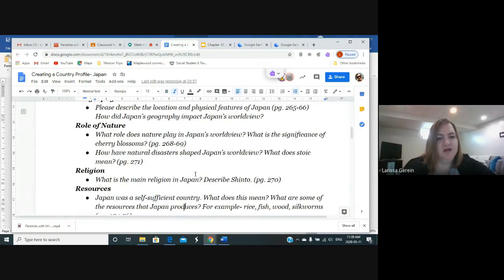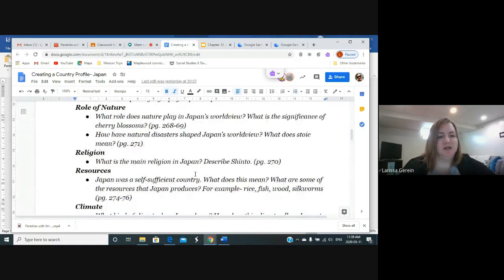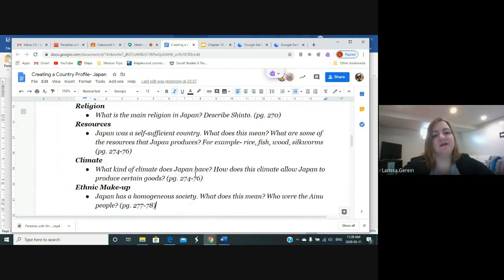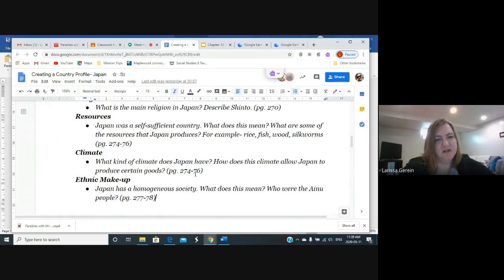Describe Shinto. And then on Wednesday, we're going to talk about resources and climate. Japan was a self-sufficient country. What does this mean? What are some of the resources that Japan produces? What kind of climate does Japan have? Japan has a homogenous society. What does this mean? Who are the Ainu people?